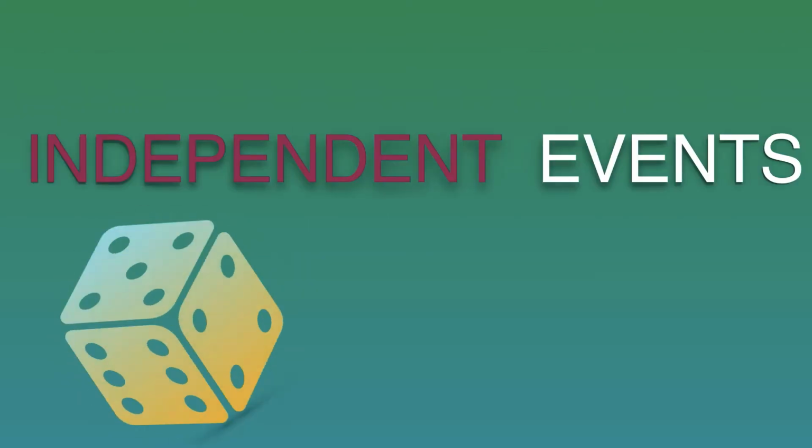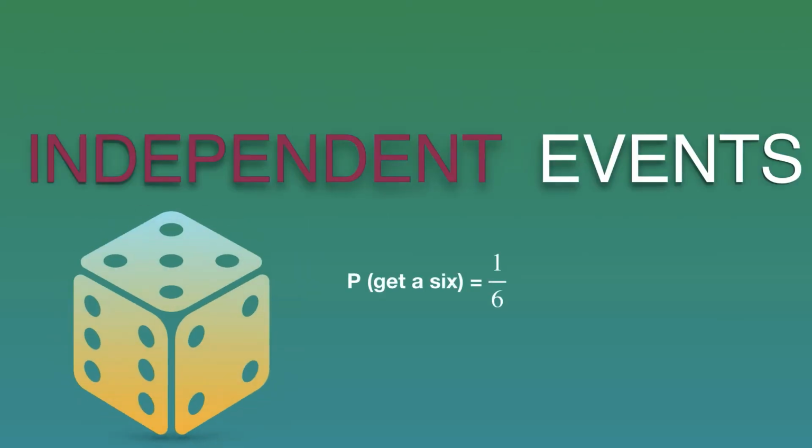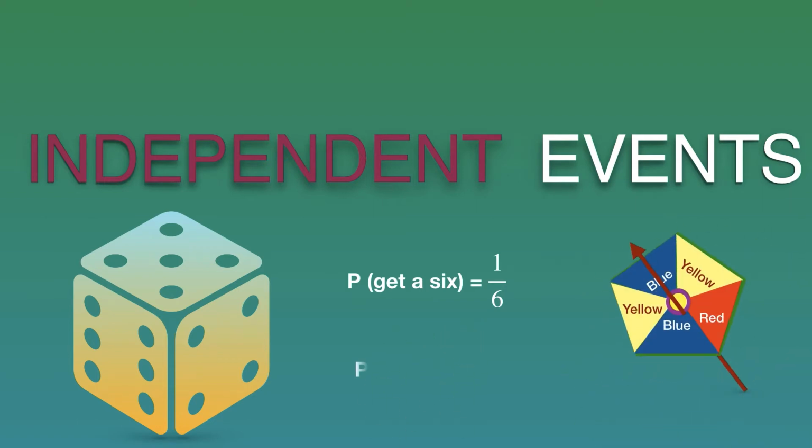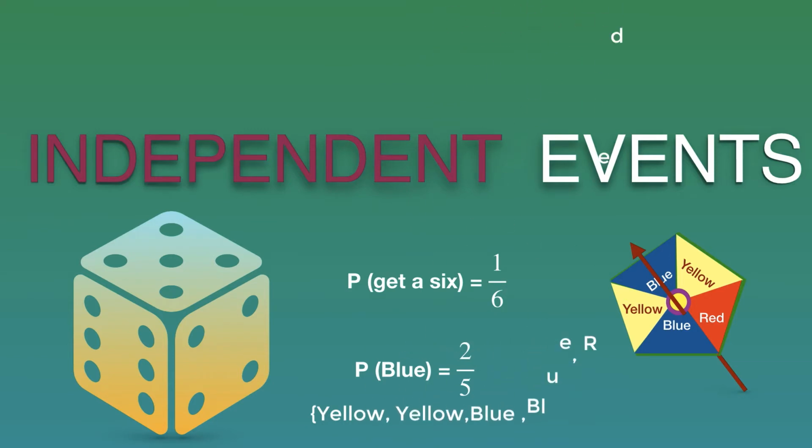other. For example, rolling a fair dice and getting a 6 has probability 1/6, since there is only one 6 on a dice out of the 6 possible outcomes. And this spinner landing on blue is 2/5, since 2 parts of the 5 parts are shaded blue.